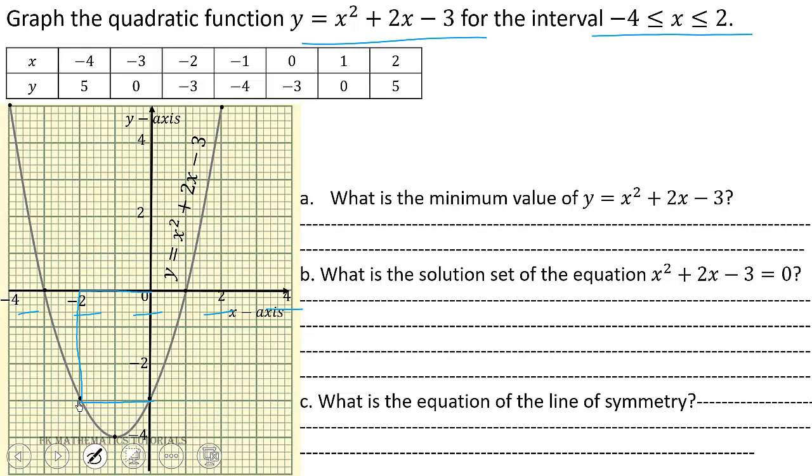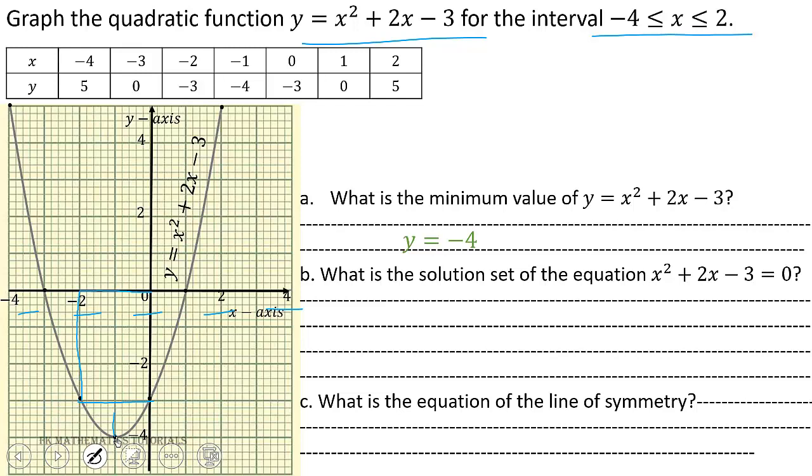So what is the minimum value of y equal x squared plus 2x minus 3? So the minimum value is right here. This is the minimum point on the graph. The lowest point, the least point on the graph is -1, -4. So the y value for that point is the minimum value. So y equal -4 is the minimum value.